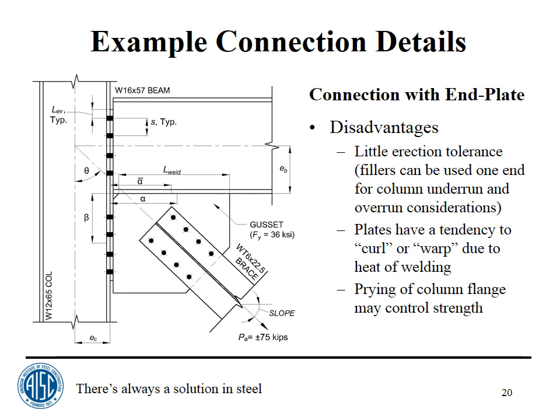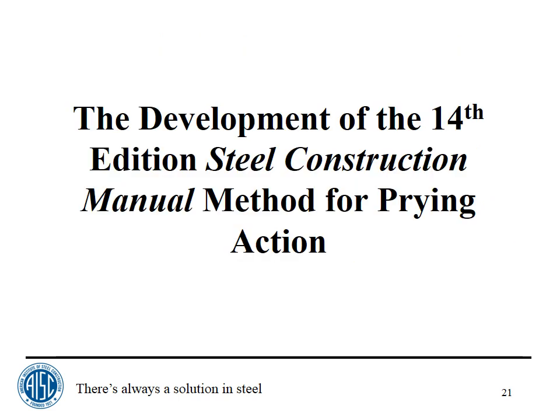Prying of the column flange may control the strength. So even if you could go to, say, a 1.5 inch end plate here, if the column flange is 3/4 of an inch thick, that could very well be the controlling element, the controlling limit state. So you could see that in the 3 types of details that we've looked at for bracing connections, double clips, shear tabs or shear plates, and shear end plates, 2 of the 3 required prying action. So the rest of the presentation here tonight is essentially to go through what's in the 14th edition manual on prying action.